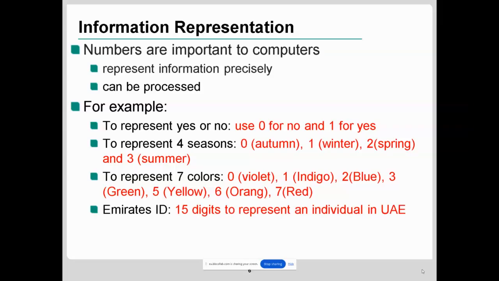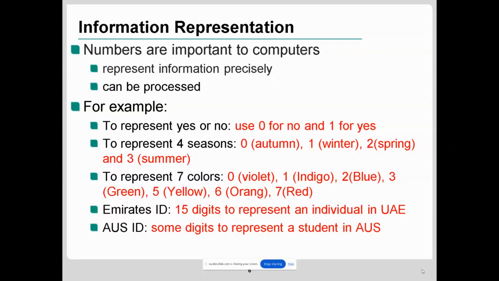Okay. Now Emirates ID. You have an Emirates ID with 15 digits to represent an individual in the UAE. You can have 15 different digits, and it can be an array of characters. Similarly, in an AUS ID, you have some characters that can be stored in some form of characters. And you also know from your computer programming course that you have the ASCII representation. Remember? So these are characters, but these characters are also transformed into some numbers.